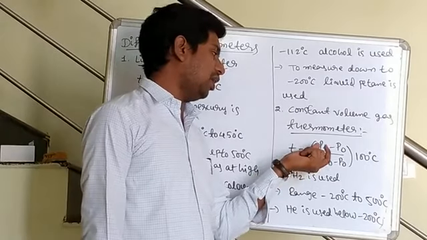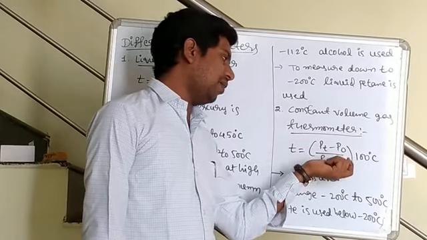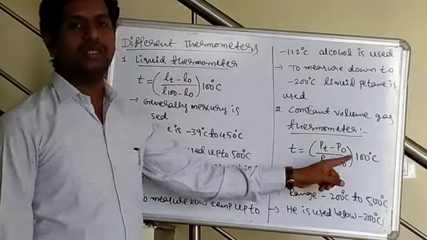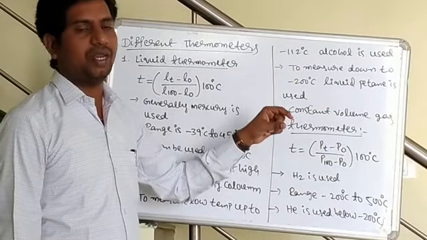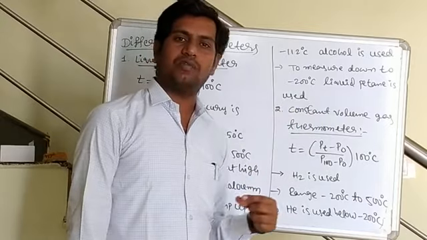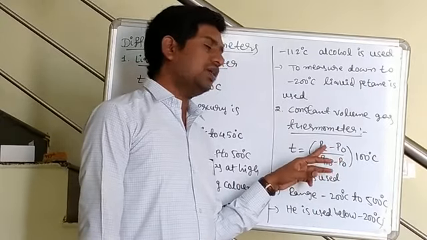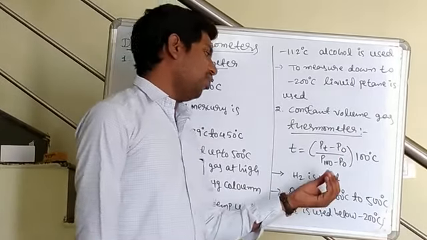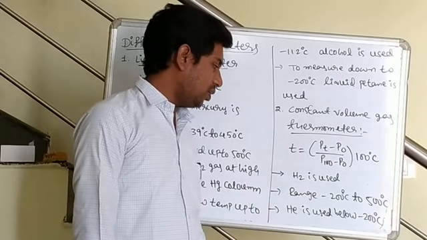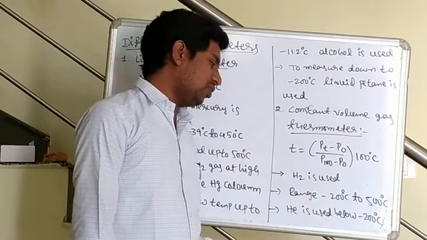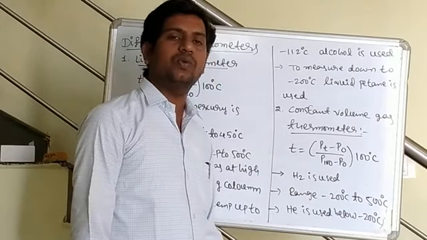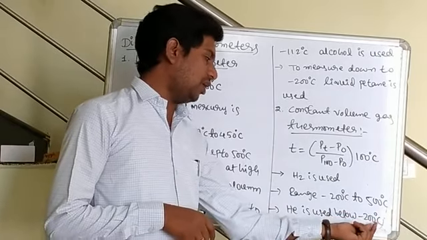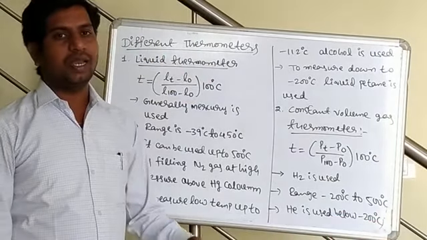So the formula will be T = (Pt - P0)/(P100 - P0) × 100 degrees Celsius. As I said, P0 is the pressure of the gas at 0 degrees Celsius, P100 is the pressure of the gas at 100 degrees Celsius, and Pt is the pressure at the given temperature. Generally in a constant volume gas thermometer we use hydrogen. Using hydrogen we can measure temperature from minus 200 to 500 degrees Celsius. But if you want to measure temperatures below minus 200 degrees Celsius, we have to use helium gas.